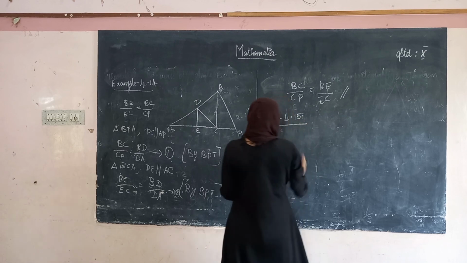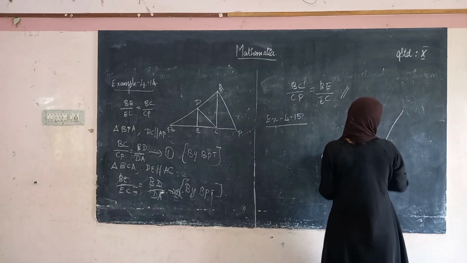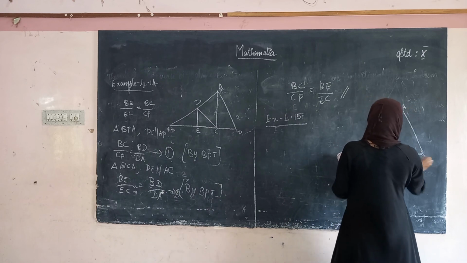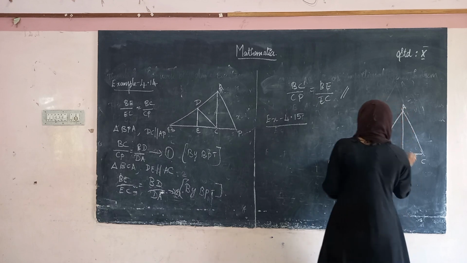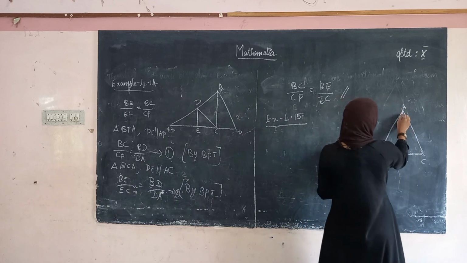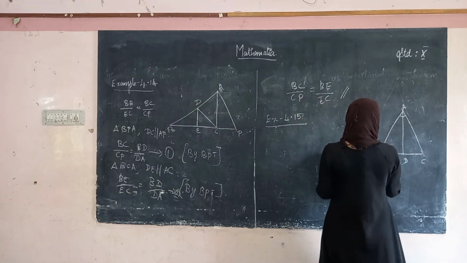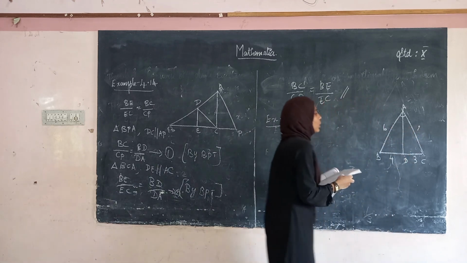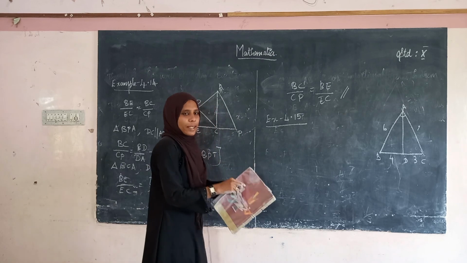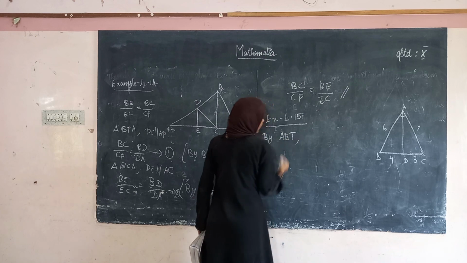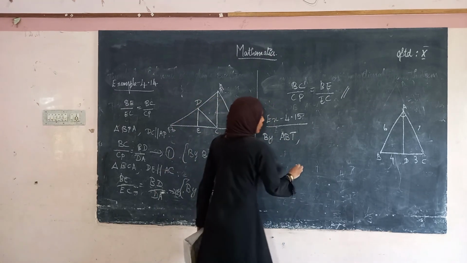Then in example 4.15, in triangle ABC, they have given the diagram ABC. This is AD. So AD is the angle bisector of angle A, dividing this angle in equal parts. BD is 4 centimeter, DC is 3 centimeter, AB is 6 centimeter. We have to find this. They have given that AD is the angle bisector. So by which theorem? ABT, that is angle bisector theorem.